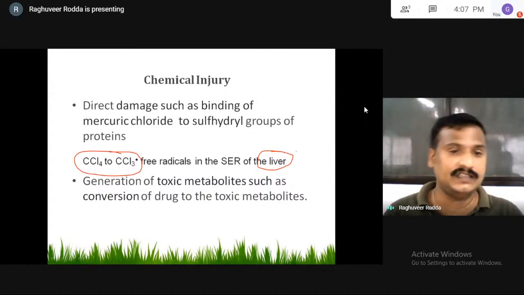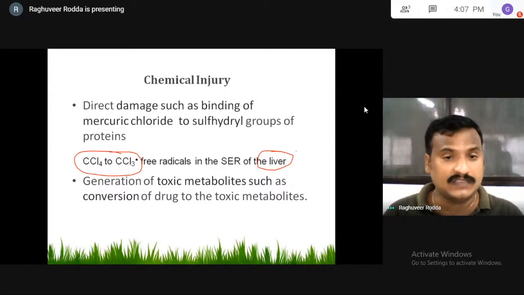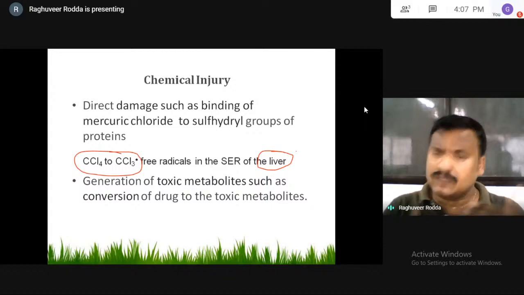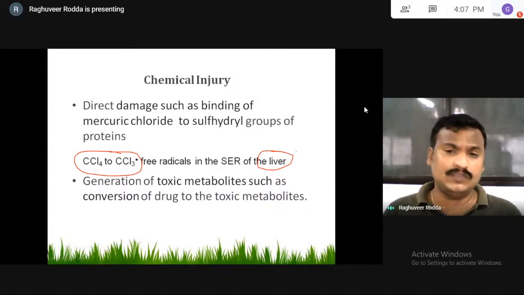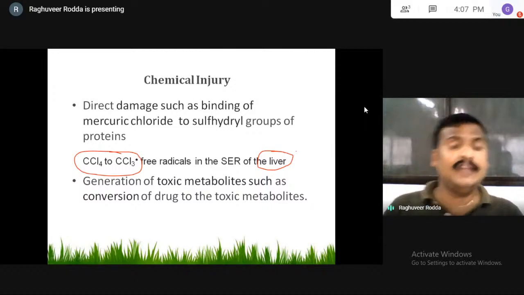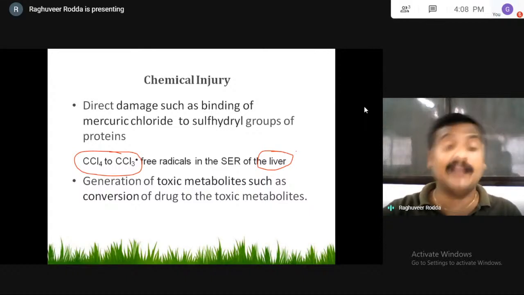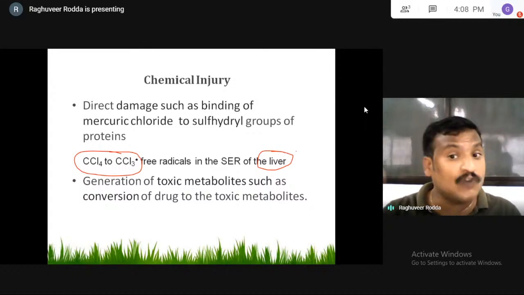Another important thing is that chemical injuries are also caused by the production of toxic metabolites. Whenever the liver is injured, note that the liver has a very essential role in biotransformation. It will convert the drug molecule or endogenous molecule into a molecule which does not cause any harm to the body, and which can be eliminated out of the body.